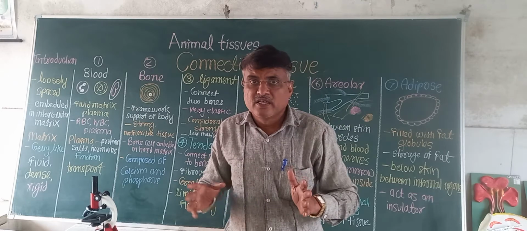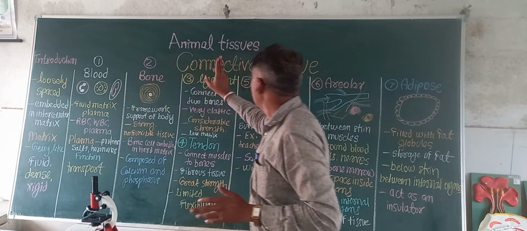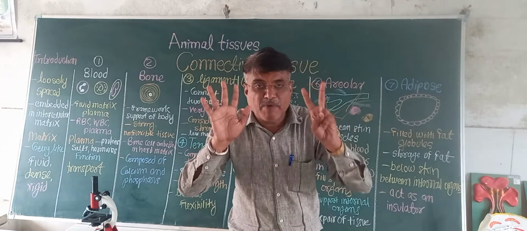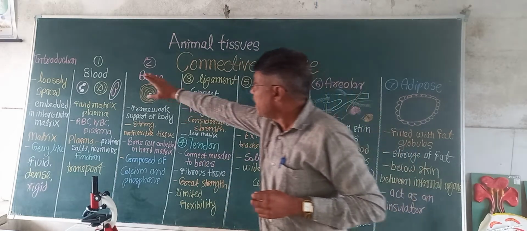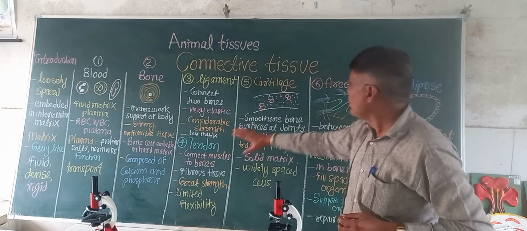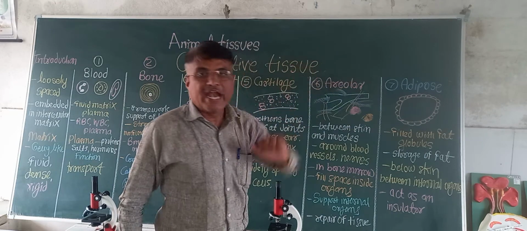Now see how many types of connective tissue: 1, 2, 3, 4, 5, 6, 7. Seven types of connective tissue we have to see today. First is blood, second bone, third ligament, fourth tendon, fifth cartilage, sixth areolar, and seventh adipose.